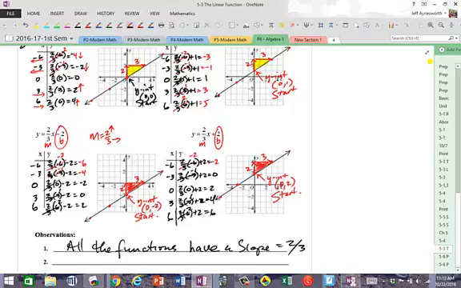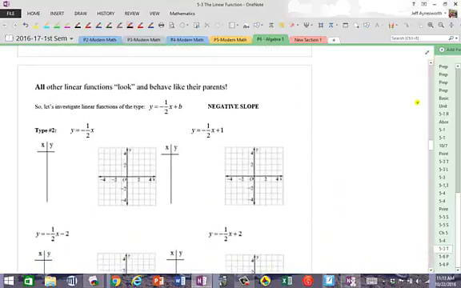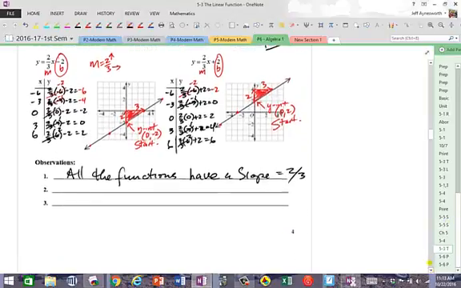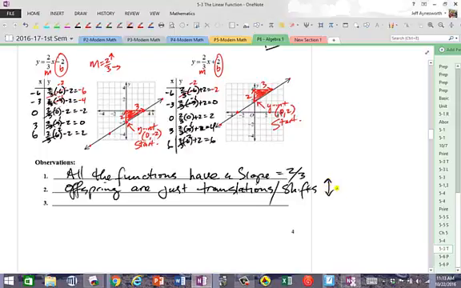So I'm going to say this, the offspring, which are the three other functions here. Graph 1 is the parent. Here's your parent. These other guys are called the offspring. Why? Because they kind of look like them, okay? But they're not exactly the same. The offspring are just translations of the parent, either up or down, depending on the B value. Translations is a fancy name for shifts. So they're vertical shifts, depending on what's called the y-intercept. Okay, and that's how you graph a linear function using a table of values.